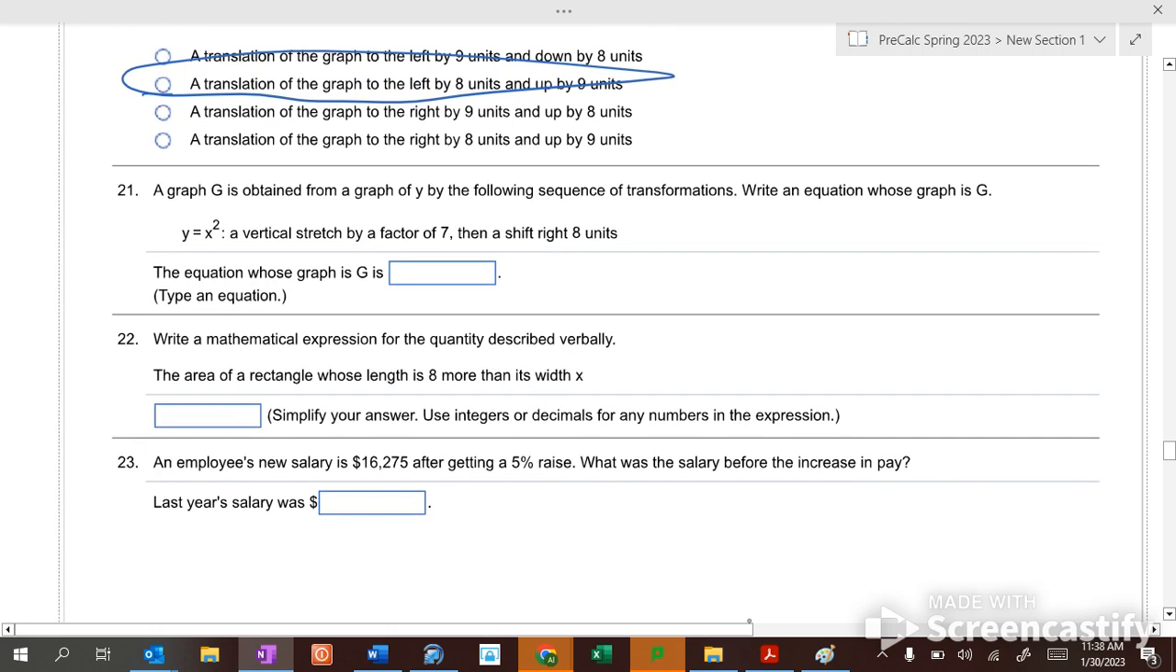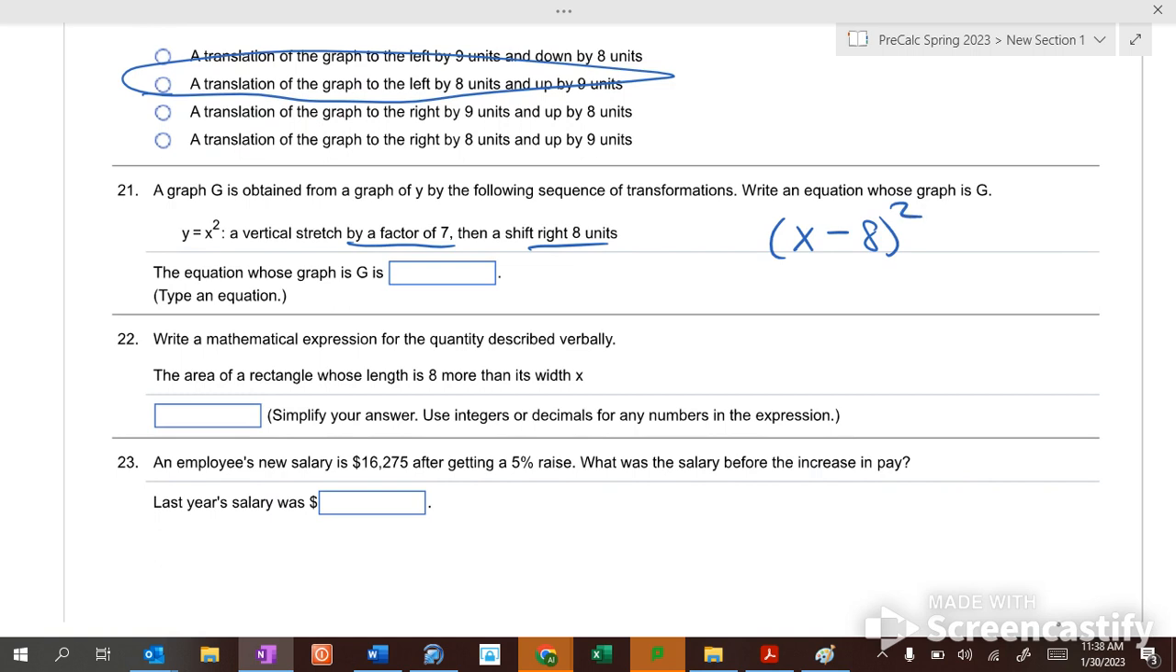So how do we write this equation with a vertical stretch of 7 and a shift to the right of 8? Well, the shift right of 8 would be x plus negative 8 squared, and a vertical stretch. So if it's a vertical stretch, does it happen on the inside or outside? Outside. So 7 on the outside. So y equals that. Okay, we good?